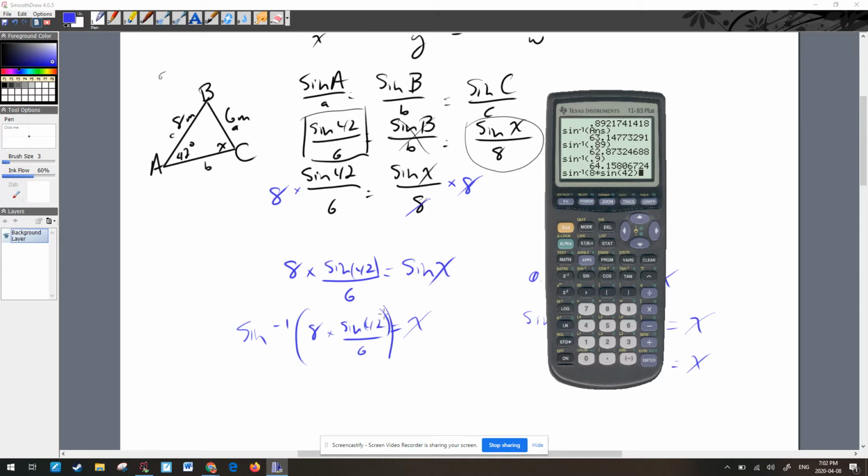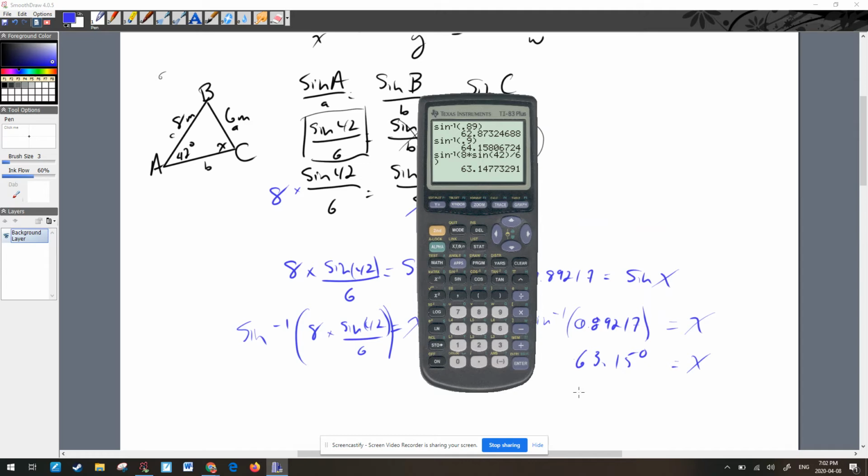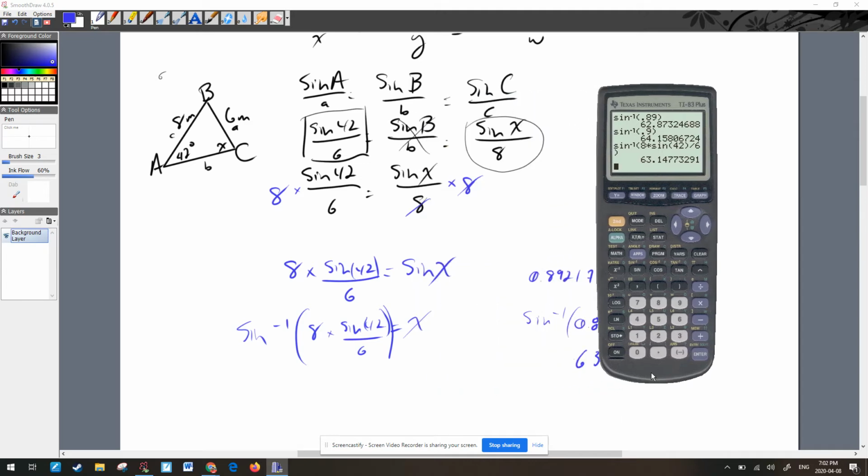Close that bracket. That's this bracket right here. And then divided by 6. And then I need to close that bracket. So close that bracket. And all in one go, it ends up as 63.15, which is what I got here because I kept track of all of my decimal places. So the key is that I want it to be 63.15 degrees.